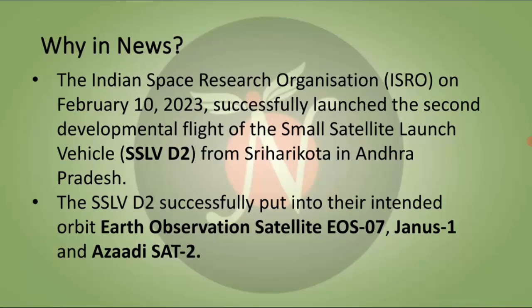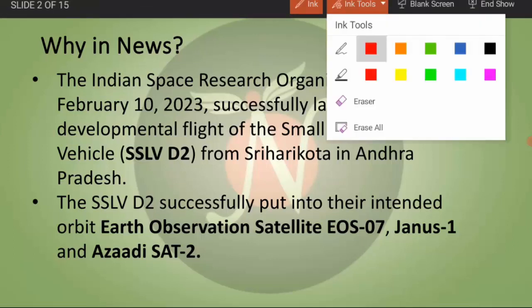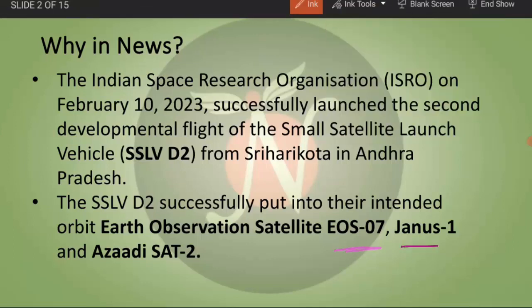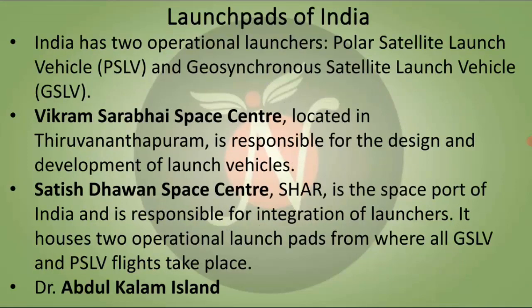We'll start with the topic why in news. The Indian Space Research Organization, ISRO, on February 10, 2023 successfully launched the second deployment flight of the Small Satellite Launch Vehicle from Sriharikota in Andhra Pradesh. The SSLV-D2 successfully put into their intended orbit the Earth observation satellite EOS-7, Janus-1 and AzaadiSAT-2. We will further see about it.